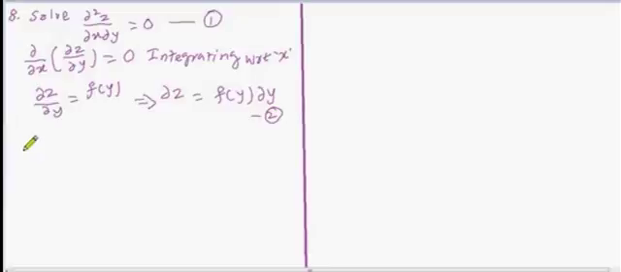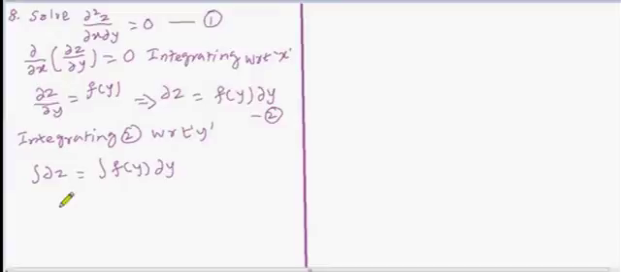Now integrating 2 with respect to y, it becomes the integration of ∂z equal to the integration of f(y) ∂y. So the integration of ∂z becomes z, and the integration of small f(y) ∂y will be another function of y, that is written as capital F(y). This you should note here. On the right hand side, the integration of small f(y) ∂y has come. So integrating a function of y with respect to y, another function will come. It is denoted as capital F(y).